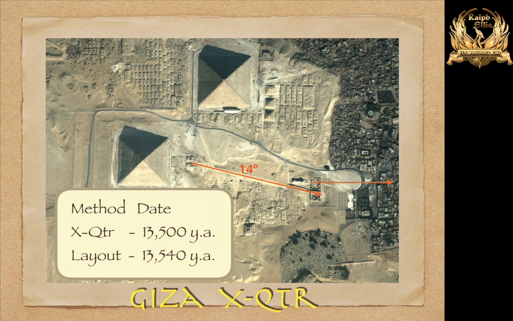So is that confirmation or is that coincidence? I rather think that's probably confirmation. We've seen that these pyramids look older than they are currently given credit for. And here we have two methods that come out with the same date, 13,500 years ago, which is interesting.